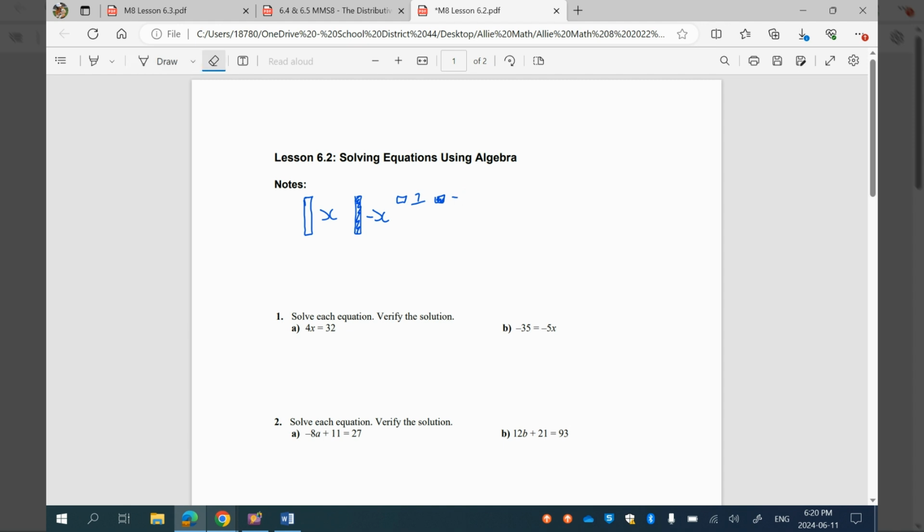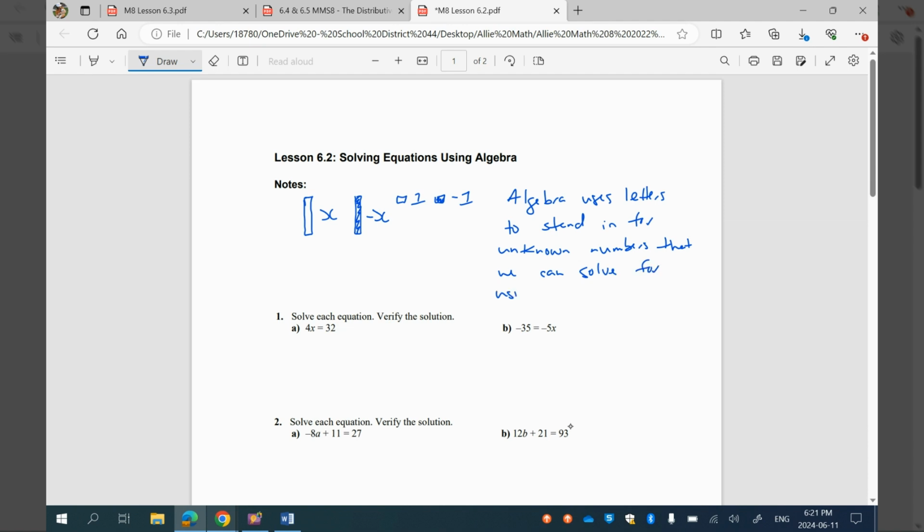And what I want you to know about algebra is that algebra uses letters to stand in for unknown numbers that we can solve for using formulas and rules.